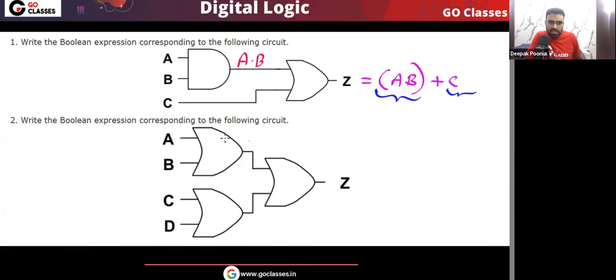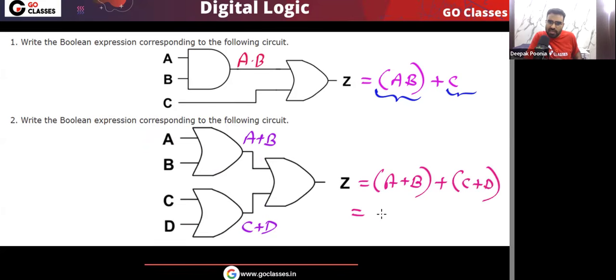Okay, so you can easily notice there is an OR gate here. The output of the OR gate will be A or B. And there is another OR gate here. The output of this OR gate will be C or D. Now, for this OR gate, one input is A or B and another input is C or D. So here, this Z will be equal to A or B or C or D.